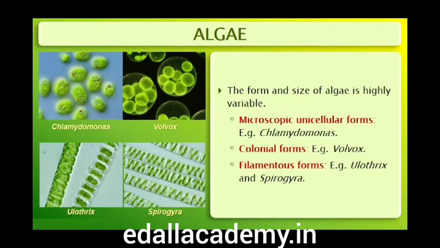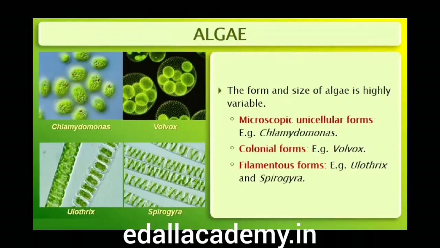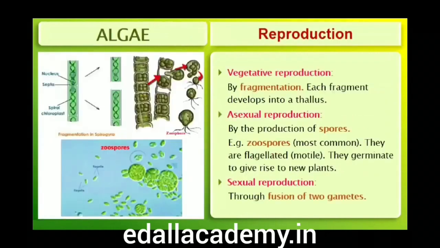The size ranges from the microscopic unicellular forms like Chlamydomonas, to colonial forms like Volvox and to the filamentous forms like Ulothrix and Spirogyra. A few of the marine forms, such as kelps, form massive plant bodies.